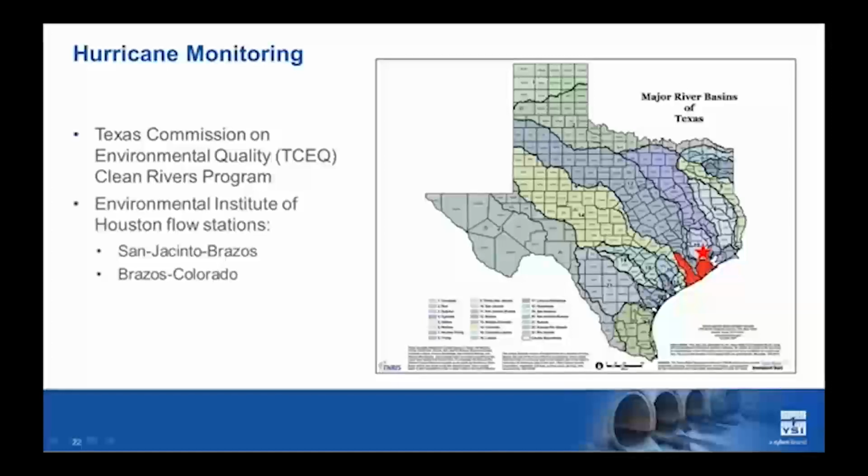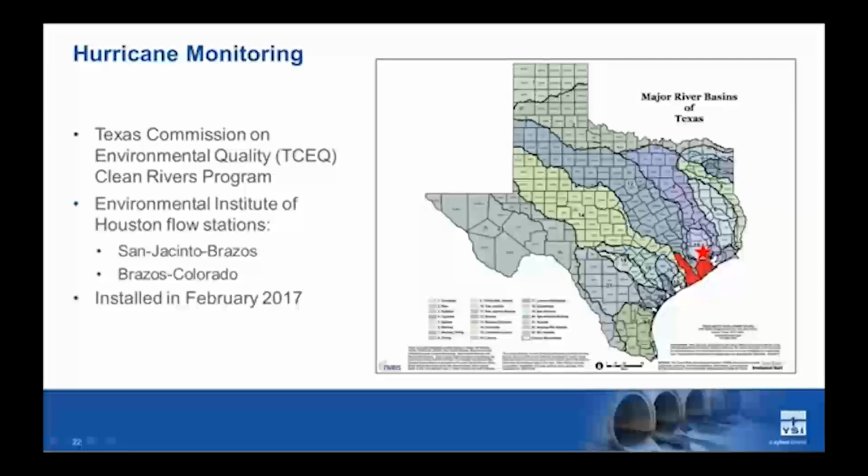The stakeholder we're talking about today is the EIH, the Environmental Institute of Houston. They were doing monitoring on creeks in two regions in Texas, the San Jacinto Brazos region and the Brazos, Colorado region. The actual site I'm going to talk about today is where the star is placed. They installed stormwater monitoring sites, continuous monitoring sites, in 2017.